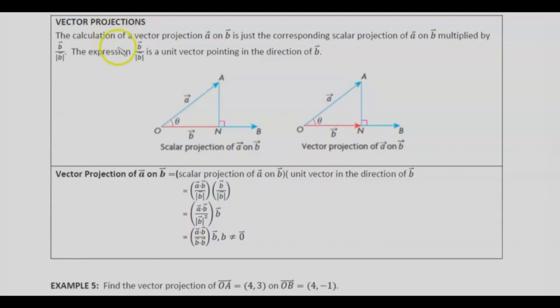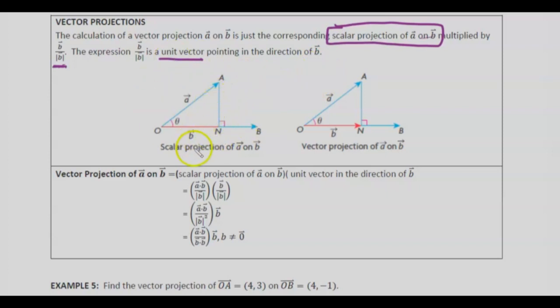Now, when we do vector projections, the calculation of a vector projection of A on B is just the corresponding scalar projection of vector A on vector B, multiplied. So we still have to solve for the scalar projection. That's basically step 1. Then we multiply it by vector B over the magnitude of vector B. This expression, vector B over the magnitude of vector B, is a unit vector pointing in the direction of vector B.